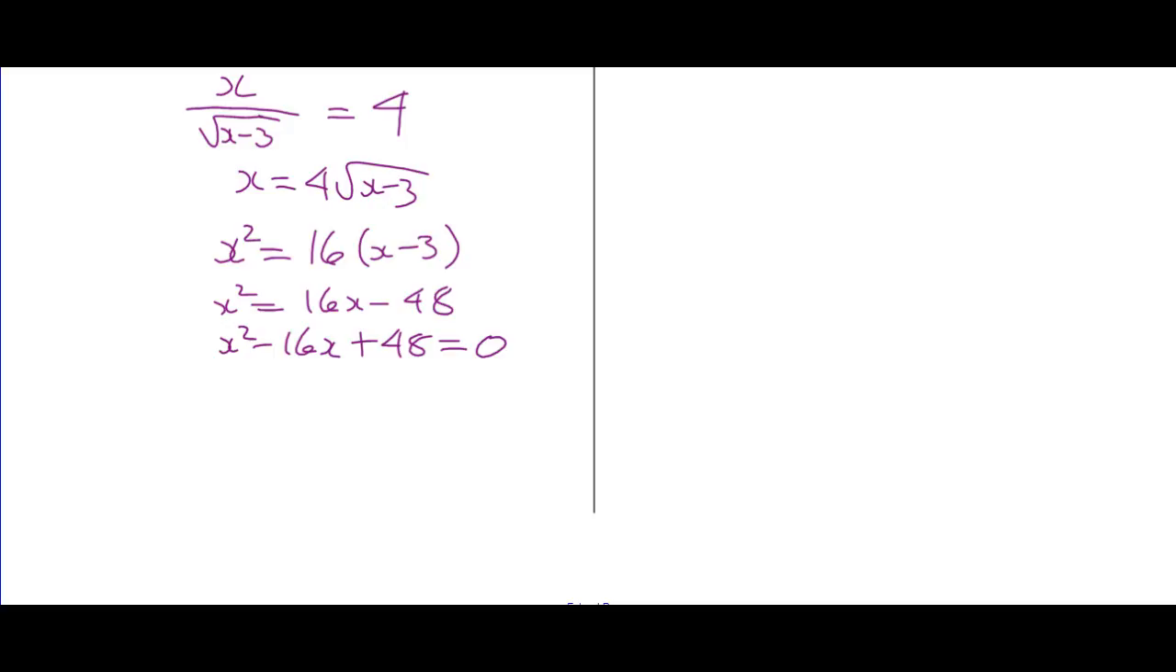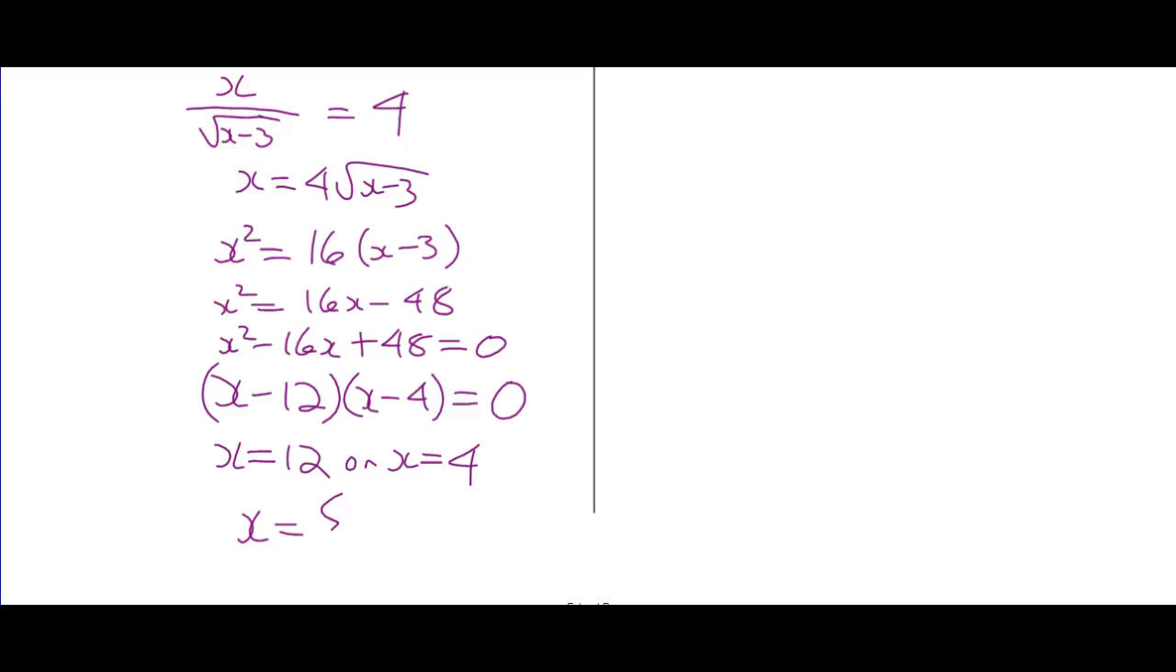And 48 and 16, what do we got? 4. That'll work. Both minuses, right? Because we got a positive 48. Okay, so x is equal to 12 or x is equal to 4. Now, does any of that violate our, what do we say? X had to be greater than 3, right? Okay, so 4 is greater than 3. So x consists of the set of numbers 4 and 12.